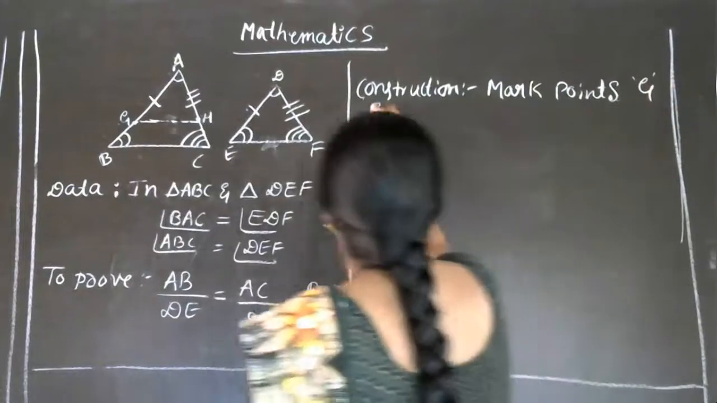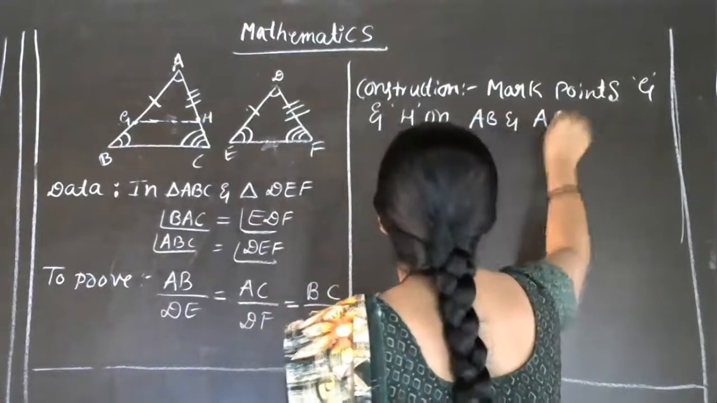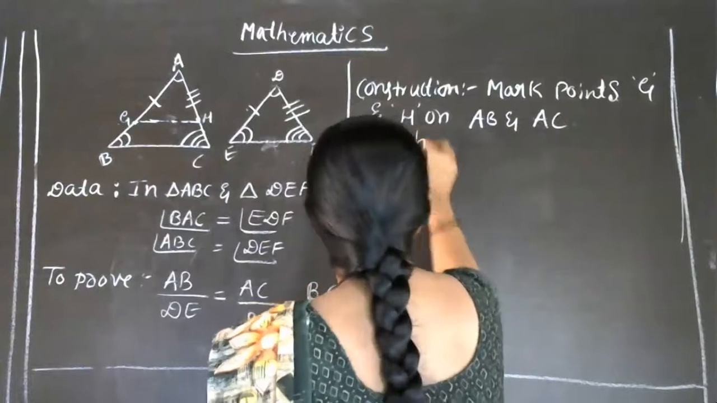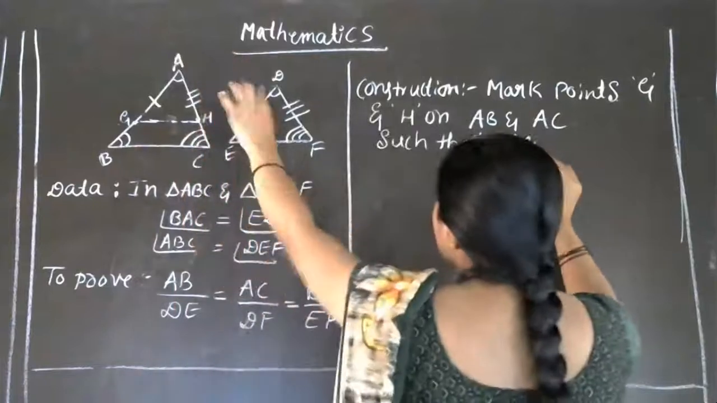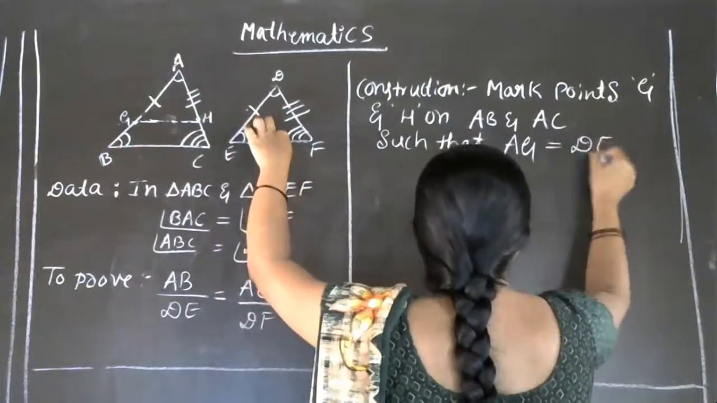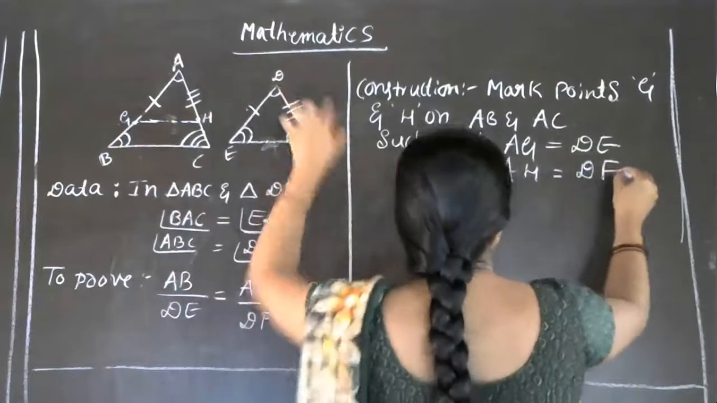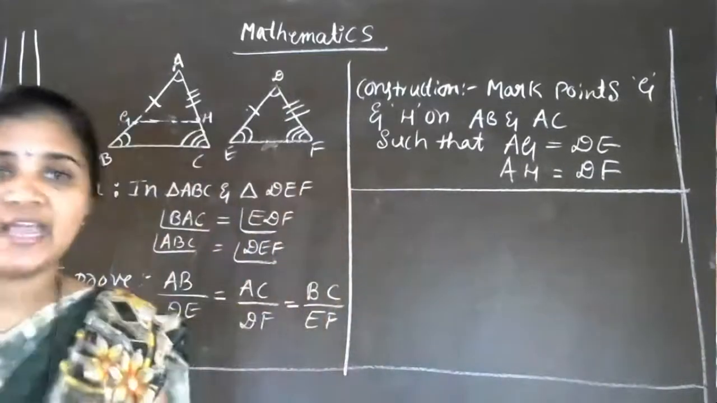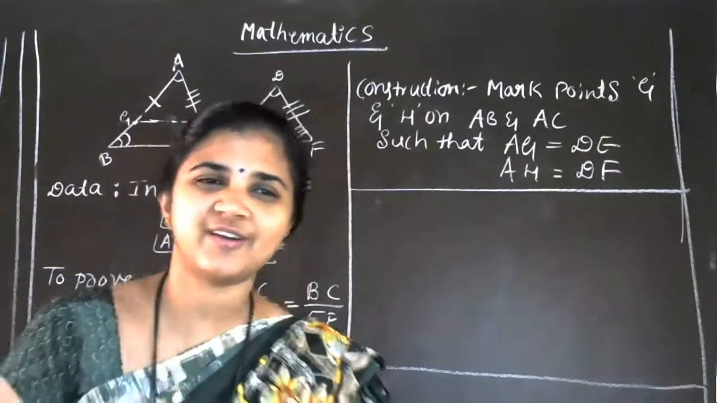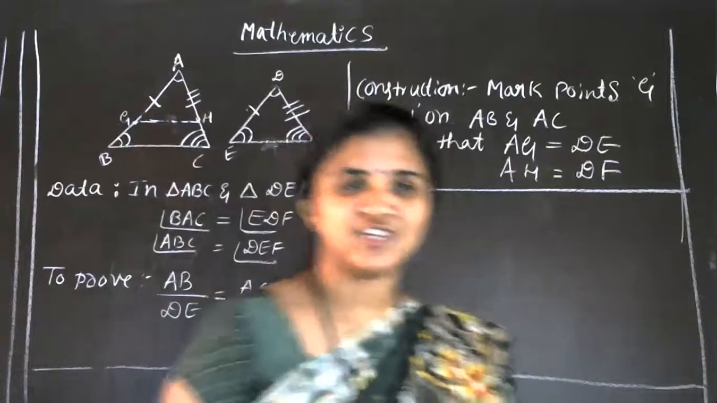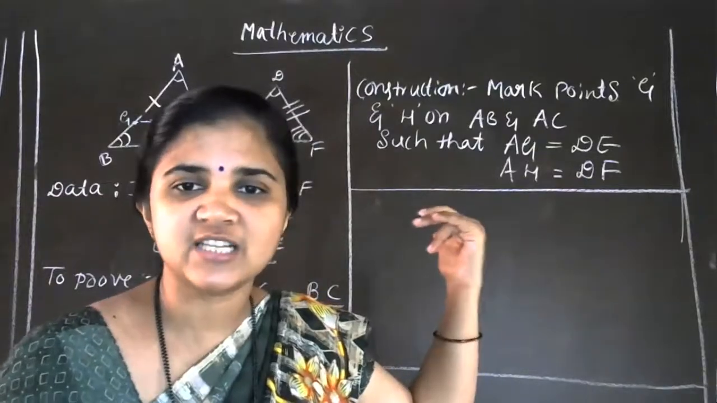G and H on AB and AC such that AG is equal to DE, and the other side AH is equal to DF. Only these two sides we will take. Because we have to apply the congruency of triangles concept, and for congruency of triangles only three criteria are sufficient. Already we have the two triangles equiangular, so if I take two sides, then it is sufficient.